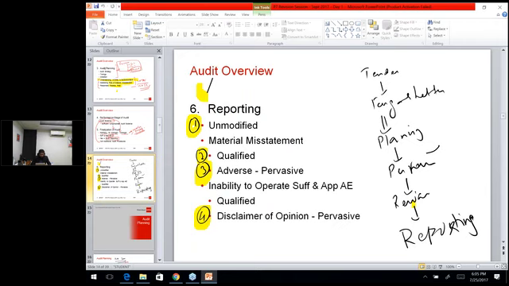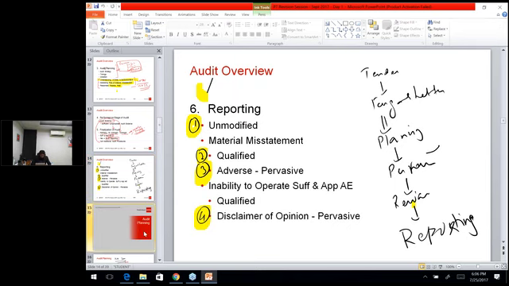We talked about the reporting stage, where you can have multiple types of reports, which could be a modified report, an unmodified report, or a qualified report. We talked about all these things.